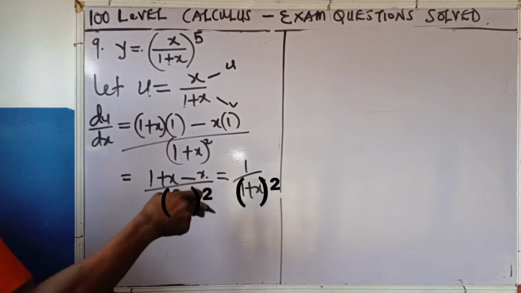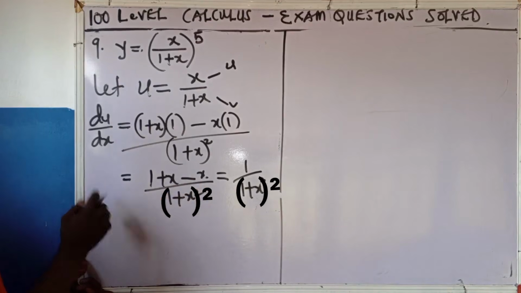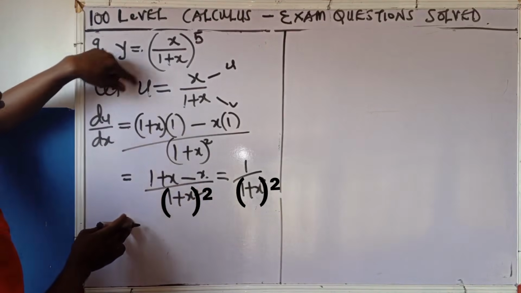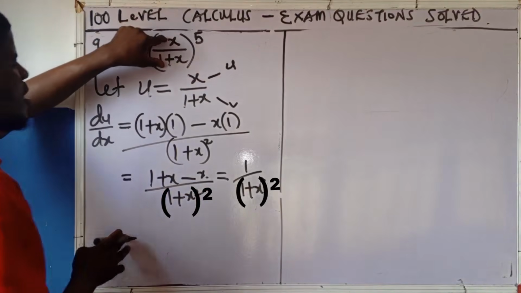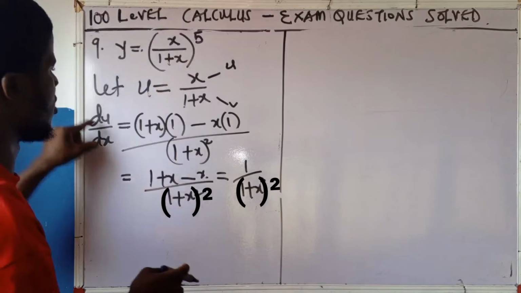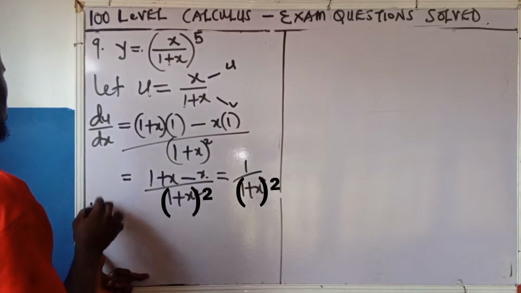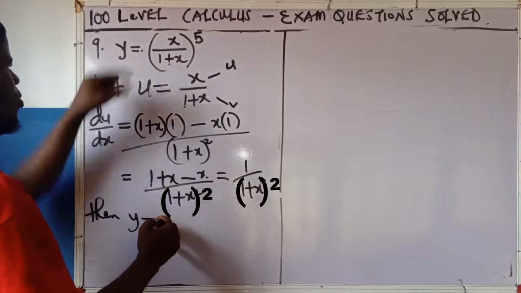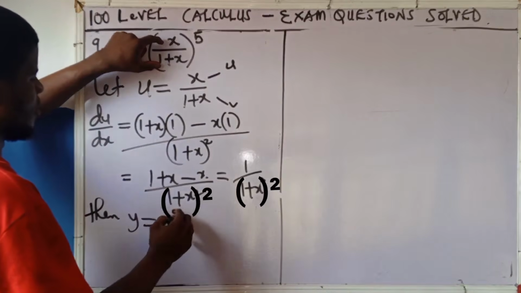So remember we're using the chain rule. Now, this is the principle for the chain rule. I have set u equal to this, the inner function. Then I differentiated u with respect to x. I got this. I will now say y is equal to, everything here is u raised to the power 5.